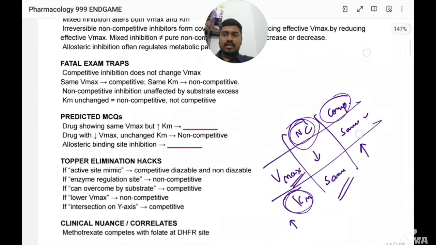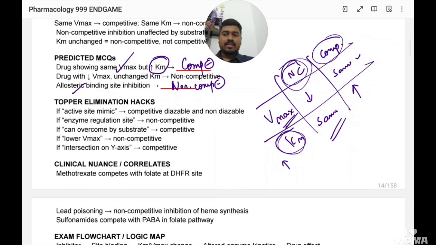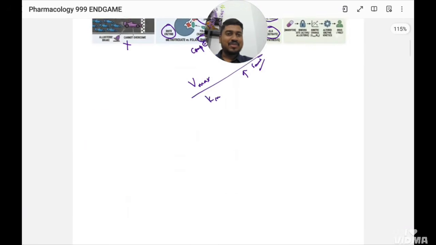Next, a drug showing the same Vmax but increased Km. Which type of inhibition? Same Vmax, so the speed is the same, so the model of the car is the same. So it is competitive inhibition. An allosteric binding site means non-competitive inhibition. So I think I have made it very simple. I don't think anyone would have made it so simple.